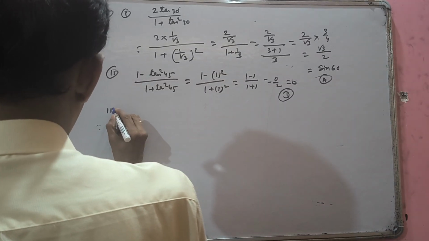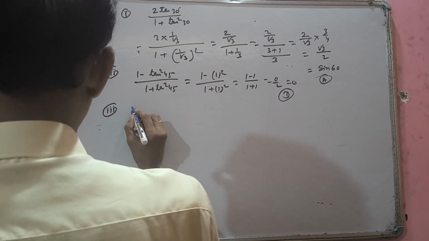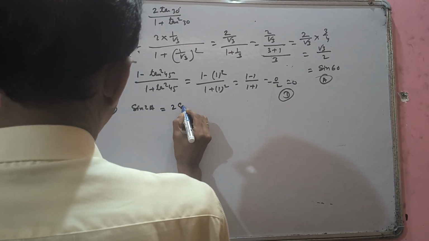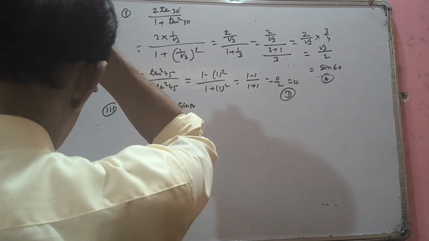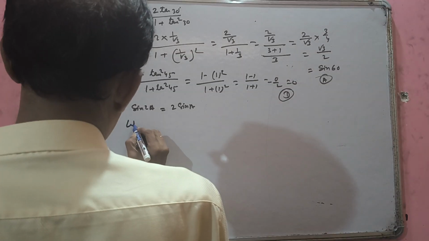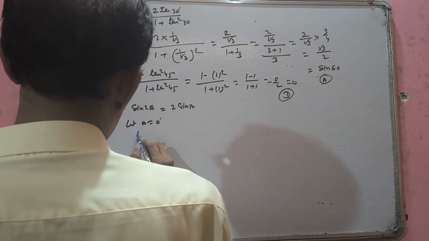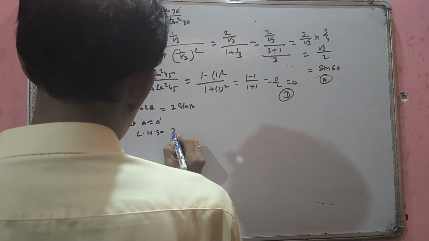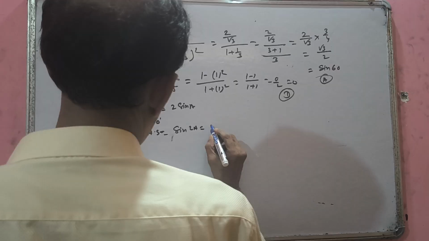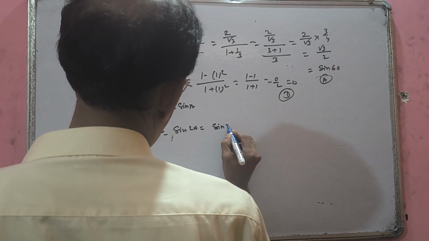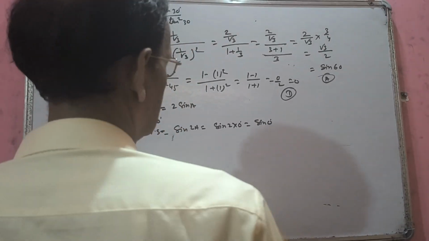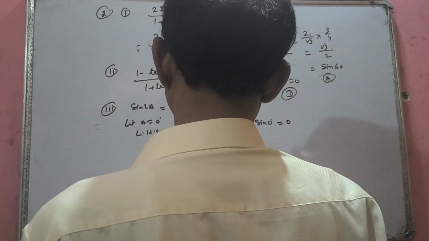Number 3. Sin twice A is equal to 2 sin A is true for what value of A? So try only. Let A equal to 0 degree. What is the left hand side? Sin twice A. So sin 2 into 0 degree equal to sin 0 degree. 2 into 0, 0. And sin 0 degree, 0 only.